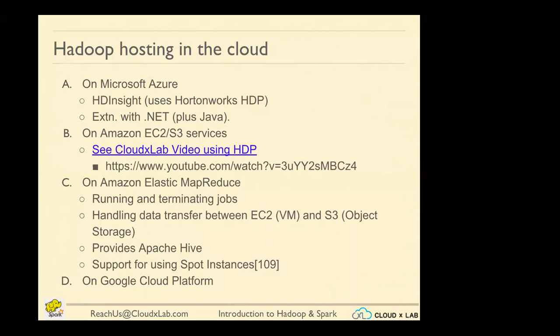A question from Inder is, can you please give an introduction to AWS Elastic MapReduce? I'll talk about MapReduce in the next slide, and I'll be talking about MapReduce very soon. So do not worry, at that point things will be very clear.